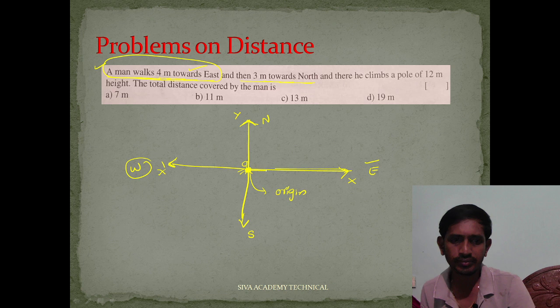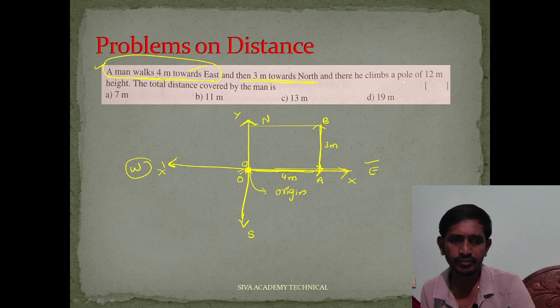East means he is going like that. How much distance? 4 meters. He traveled 4 meters distance, so he reached from O to A. After reaching, then 3 meters towards north. He changed the direction towards north, parallel to the y-axis, going from A to B with a distance of 3 meters.